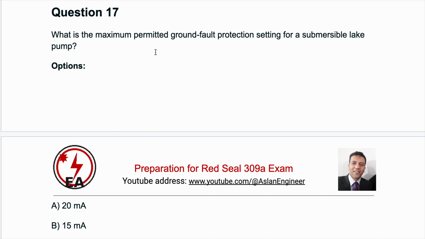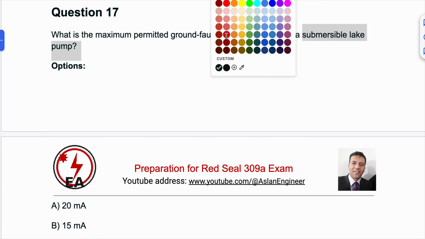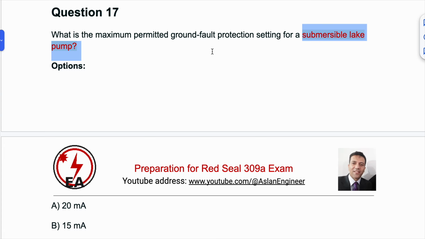What is the maximum permitted ground fault protection set for a submersible lake pump? You can find out more about submersible lake pumps in Section 26. You need to memorize what kind of information each section has, because in the exam you don't have enough time to search, but there is some structure, there are some rules.